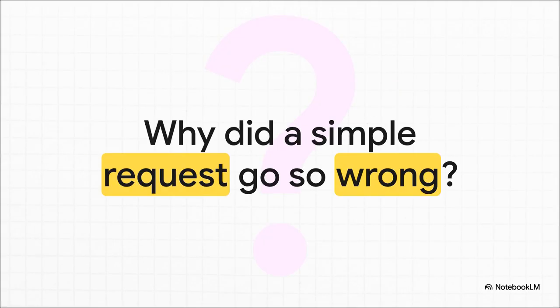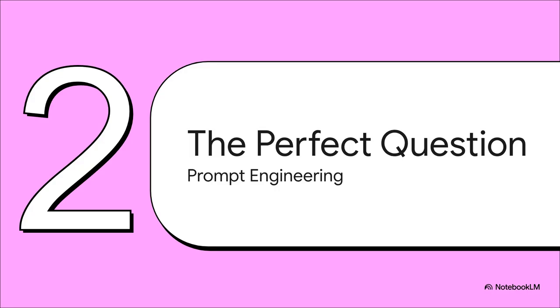So what happened here? Why did such a simple request go so completely off the rails, not once, but twice? Was it a bad prompt from the user, or was the AI system itself just incomplete? Well, as you can probably guess, the answer is a little bit of both. All right, let's tackle the first piece of this puzzle, prompt engineering. This is all about how we, the humans, actually talk to the AI.